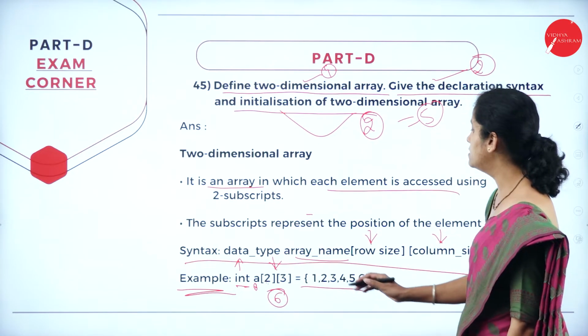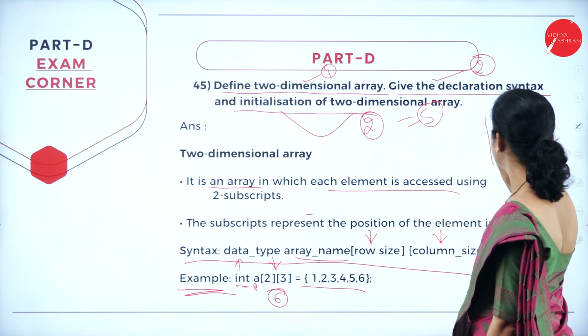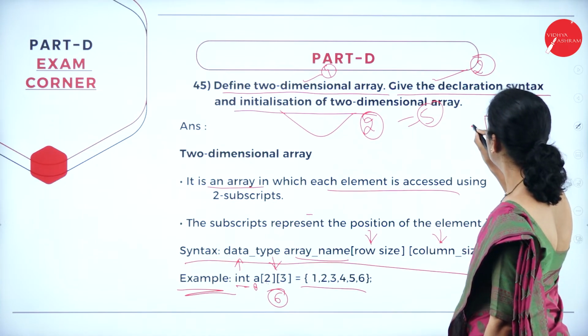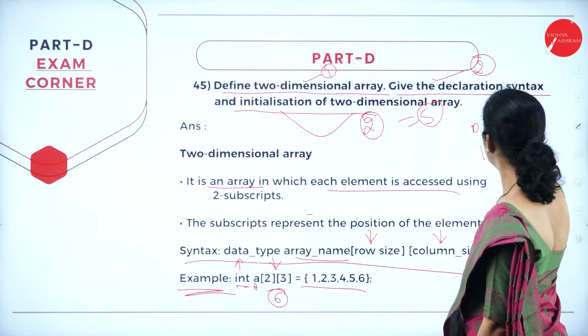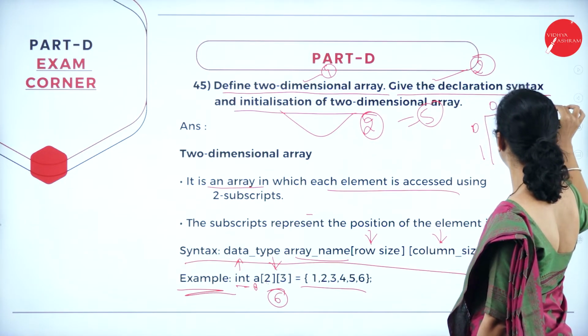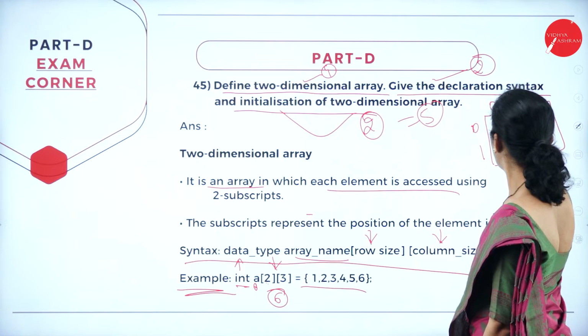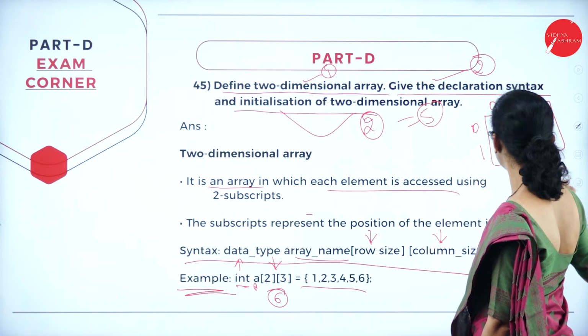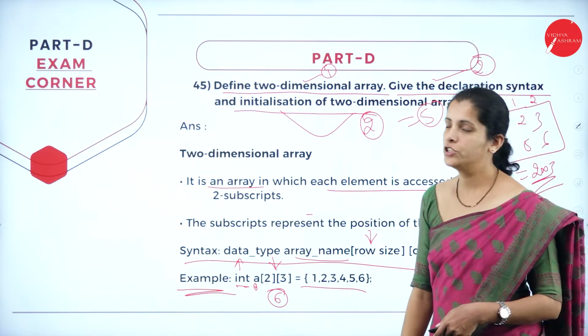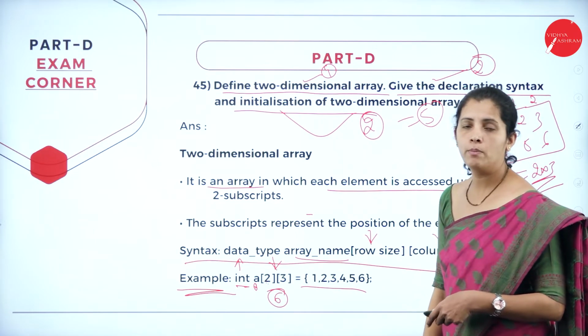So, if I consider matrix representation, I am having 2 rows, that is 0 and 1, and 0th column, 1st column and 2nd column, and I am having 1, 2, 3, 4, 5, 6. It's nothing but 2 cross 3 matrix representation, and it carries 5 marks.